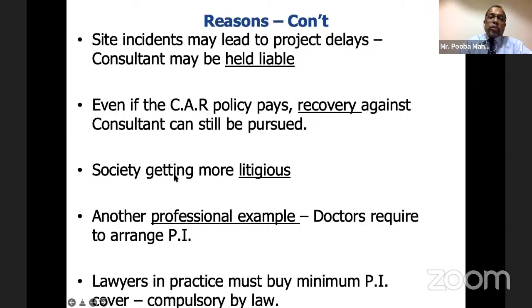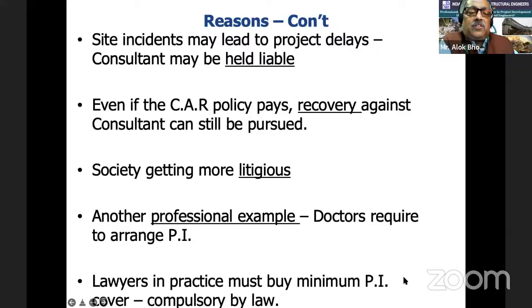Next one, society is getting more litigious. Everybody is blaming everybody else for this and that. Another professional example: doctors are required to arrange PI. I'm not sure about India, but in Singapore, doctors need to have minimum PI. Lawyers also need to have minimum PI. Mr. Alok, are you aware of anything in the Indian market? I think yes, the doctors need to take PI to cover themselves. But yeah, I have a question here.